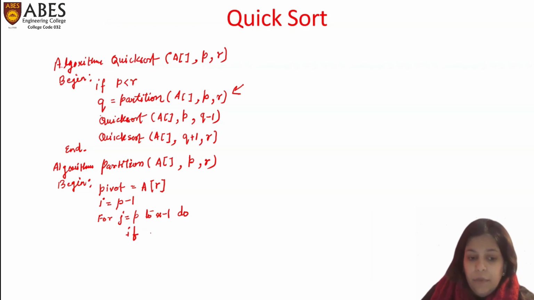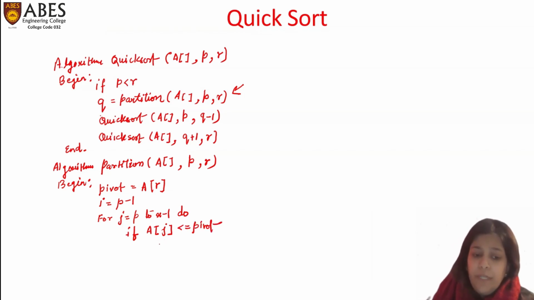whether the value which is stored at the jth index, that means A of j, if A of j is less than or equal to pivot, then what do we have to do? We have to increment I. That means I will be equal to I plus 1. We have to increment the value of I. Then we have to exchange.